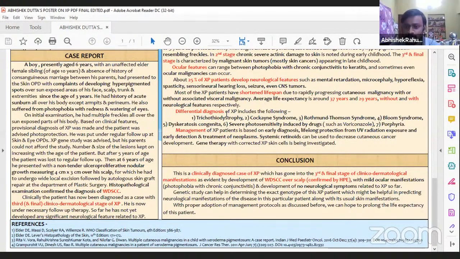which is confirmed by histopathologic examination by us. And this patient also has mild ocular manifestation, which include photophobia and chronic conjunctivitis. And this patient has so far not developed any neurological symptoms related to the xeroderma pigmentosum. Genetic study can help in determining the exact genotype of this patient, which might be helpful in predicting the neurological manifestation which may occur in the future in this patient. With proper adoption of management protocols, we can hope to prolong the life expectancy of this patient.